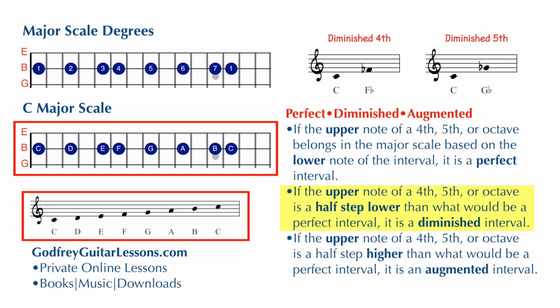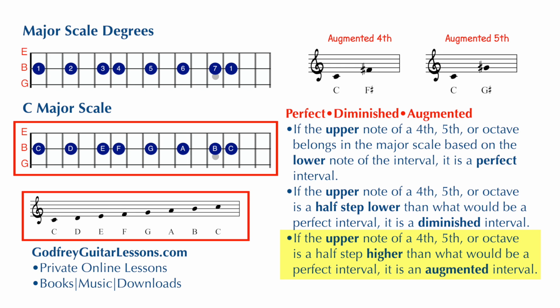A diminished interval is 1/2 step or 1 fret smaller than its corresponding perfect interval. So if I lower each of these notes by a 1/2 step, but still call them by the same letter name, that's very important, we have C to F flat, a diminished fourth. This is not an interval we're going to spend any time on because it's enharmonically equivalent to a major third. We also have C to G flat, diminished fifth, which is an important interval.